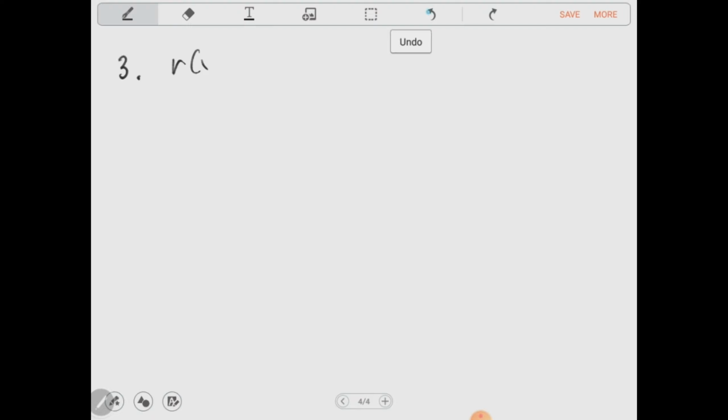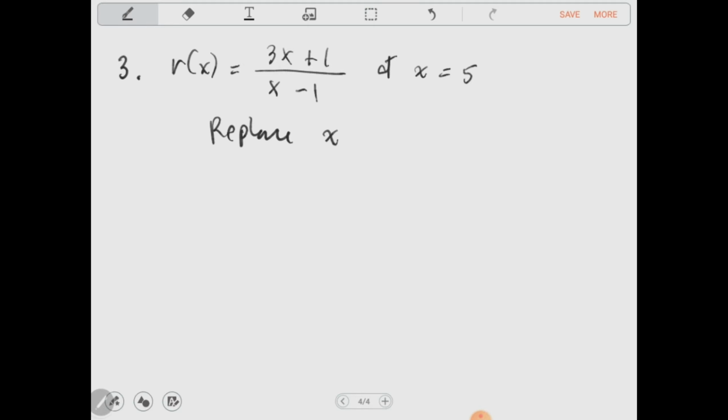In number 3, the given is r of x equals 3x plus 1 over x minus 1 at x equals 5. Okay? So here we have an example of a rational function because the function is written in fraction form, or a over b. So this is an example of a rational function. Again, just replace x by 5 and then simplify.